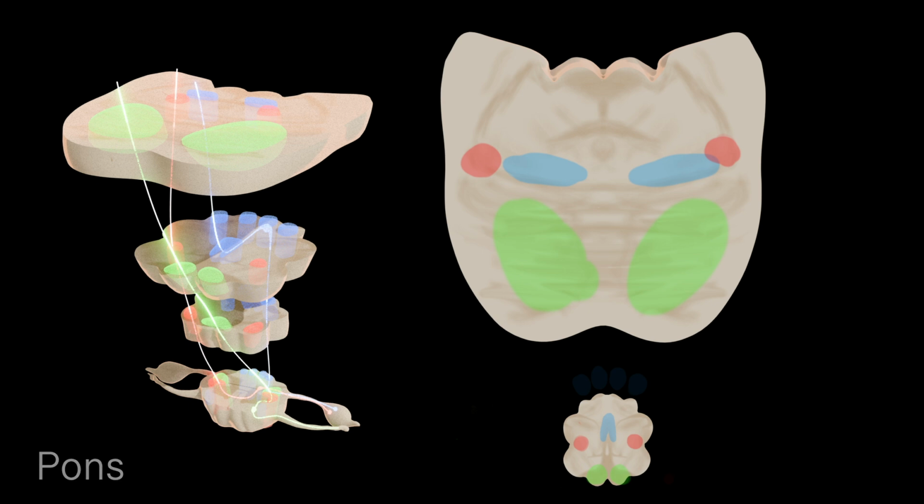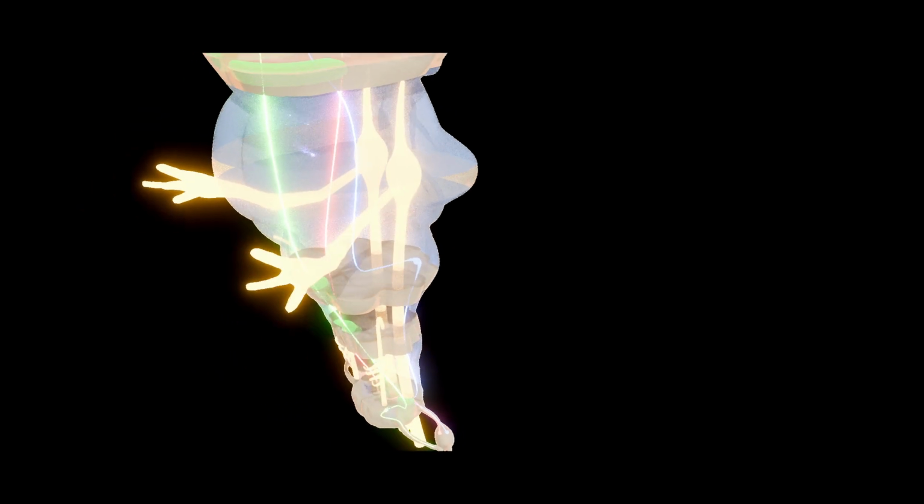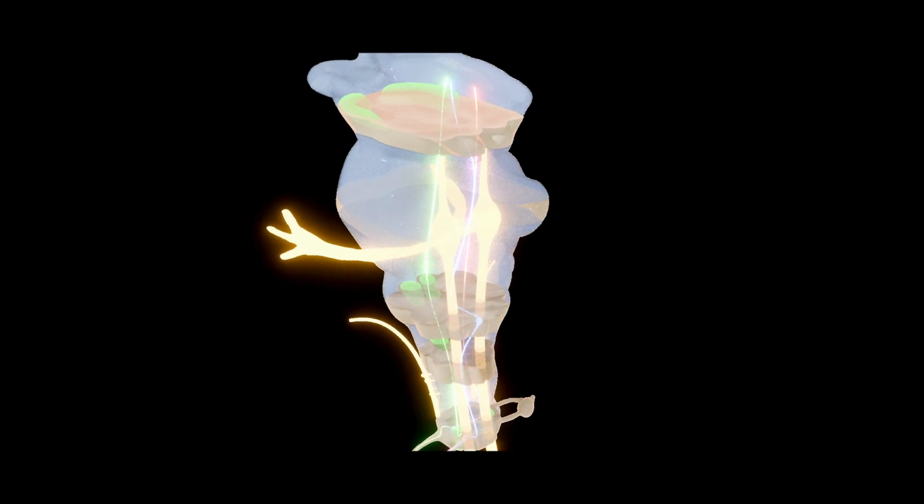The pons is also home to the nuclei for cranial nerves 5, 6, 7, and 8. Let's break those down. Starting with cranial nerve 5, the trigeminal nucleus hangs out on the posterolateral tegmentum.